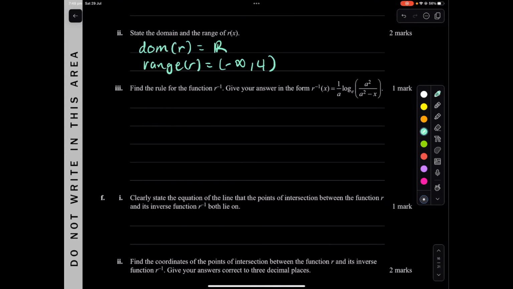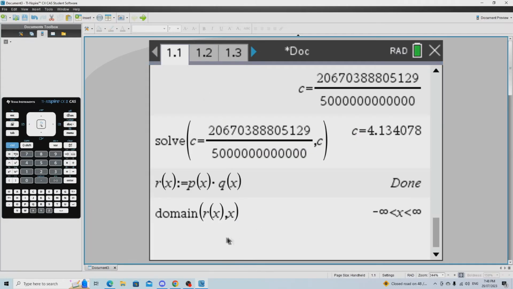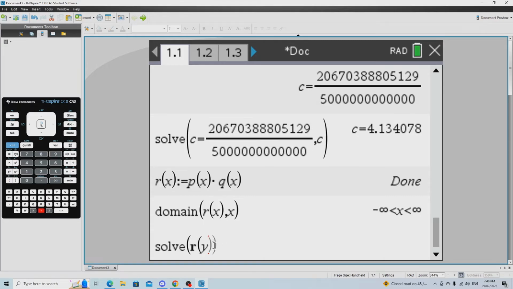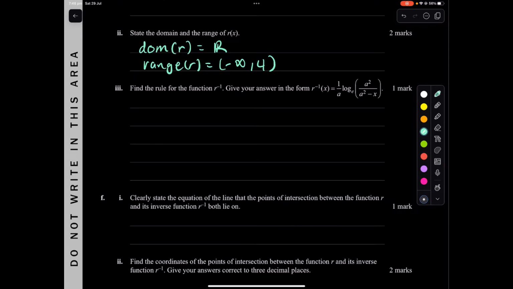Find the rule of the function r inverse of x. Give your answer in this form. Okay, to do that, it's only 1 mark, so I will solve r of y equals x for y. We want to get it in that form, so we could say r inverse of x is equal to half natural log, which is just log e.